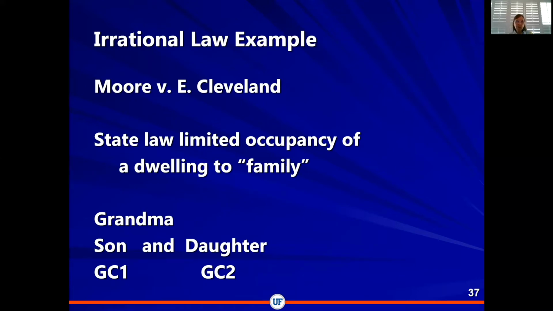So in this particular case, the state passed a law that limited occupancy of a dwelling to family. Then we had Mrs. Moore, who was a grandmother. She had a son and a daughter, and she ended up taking care of the son's child, grandchild 1, and the daughter's child, grandchild 2.